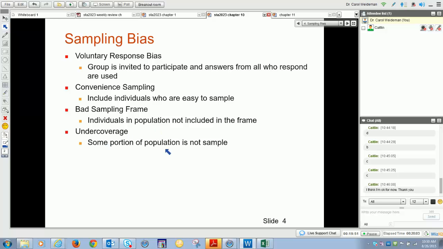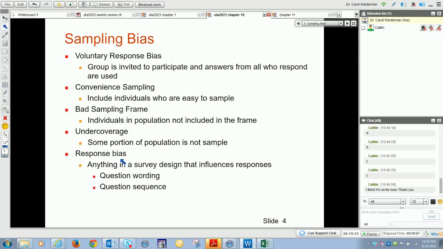Under coverage, we leave out part of the population. And then response bias is anything in the design of the survey that influences the responses. It can be the wording of the question, the sequence of the question. So it's something inherently flawed in the survey itself or the survey process. And then non-response is people who don't respond might be different from people who do. So that could be another bias.